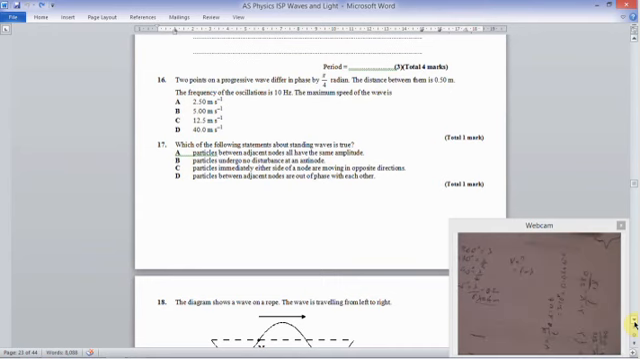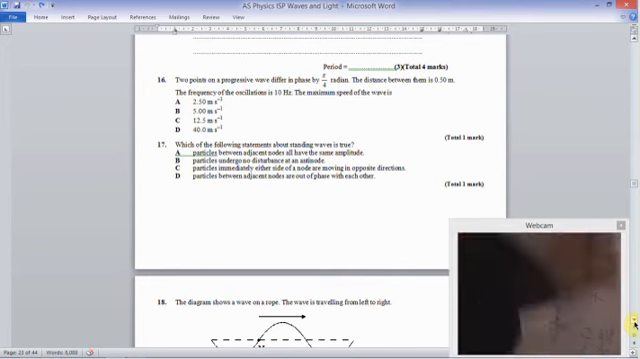Okay, which of the following statements about a standing wave is true? So the particles between adjacent nodes all have the same amplitude. Well, we know that's not correct. They all have different amplitudes. Particles undergo no disturbance at an antinode. Antinodes have maximum displacement, a maximum amplitude. Okay, so nodes are no displacement. Antinodes are maximum displacement. Particles immediately either side of a node are moving in opposite directions.